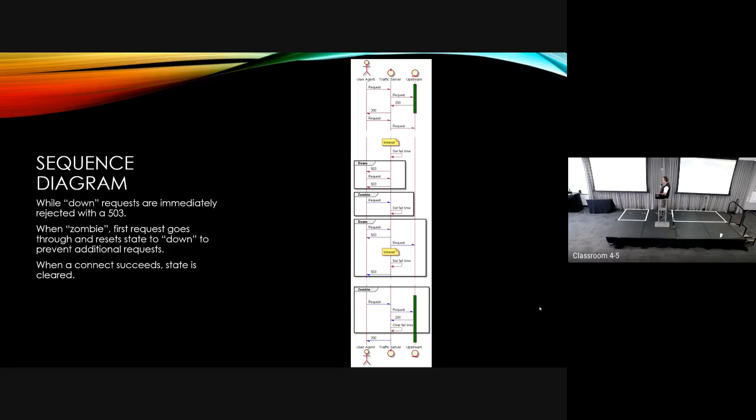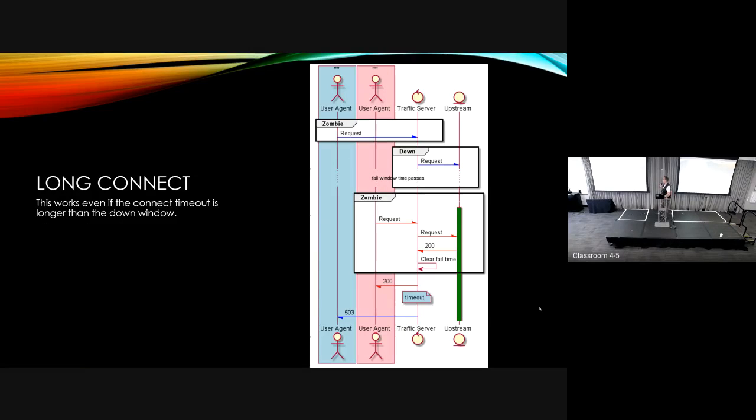I got a sequence diagram, which shows how this works. You get the dead time, you go to the zombie state, it makes it dead again, and then it comes up, and everybody's happy. Now, this is a fun one. This is a thing that comes up if your reconnect time is longer than your downtime. So you can get it down, you send a request, you do a zombie thing in here, and while you're still doing that one, yes.